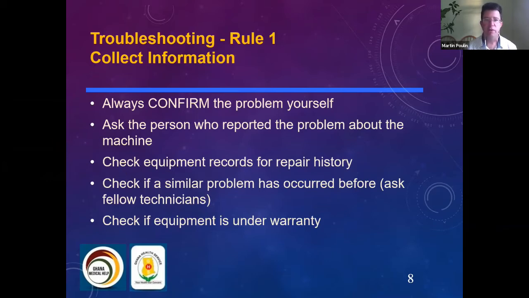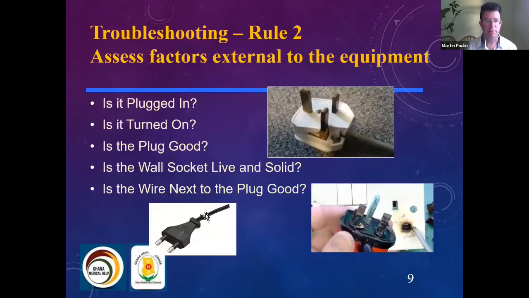Check the equipment records, if there are any, for the repair history, because this may give you some insight into similar problems that have occurred before. And ask your fellow technicians, they may have also seen similar problems. And finally, check if the equipment is under warranty, because perhaps you can turn to the vendor for assistance.